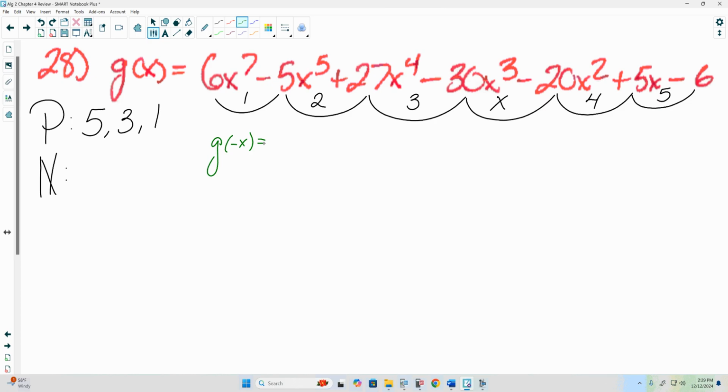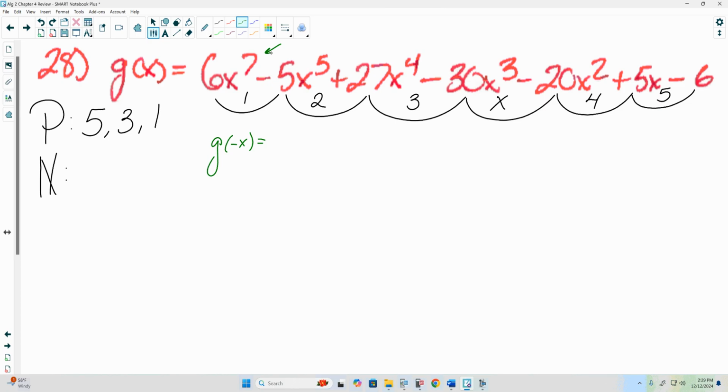Now, the first time we did that, we had to rewrite 6 times negative x to the 7th all the way down. But we did realize if we look at the exponent attached to that variable, if it's odd, we change the sign. If it's even, it stays the same. If the exponent's even, it stays the same. If the exponent's odd, we change the sign.